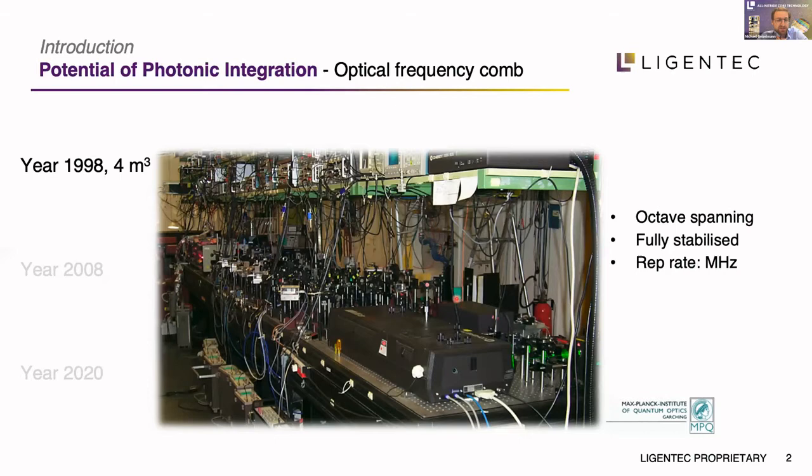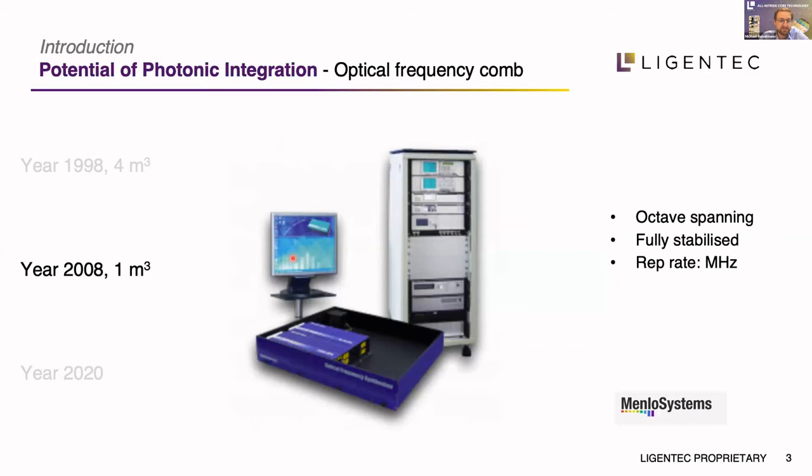And just as a motivation, in the year 1998, at the Max Planck Institute, Ted Hänsch got the Nobel Prize for having the optical frequency comb, which was an octave spanning comb that you can use as a kind of clockwork to stabilize these optical clocks. In the year 2008, Menlo Systems, which was a spin-off from that group, built the first commercial system, and nowadays you can buy a frequency comb from several companies.